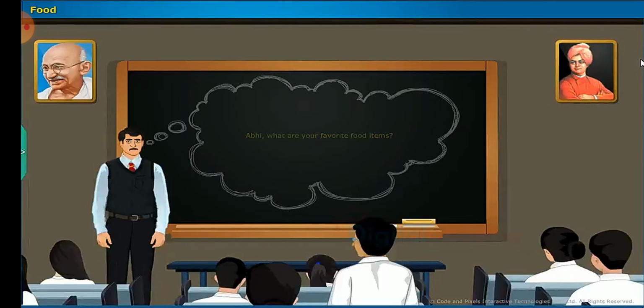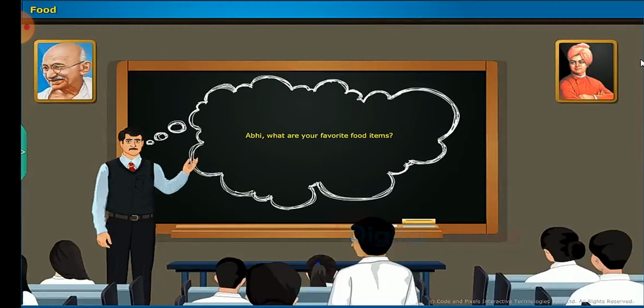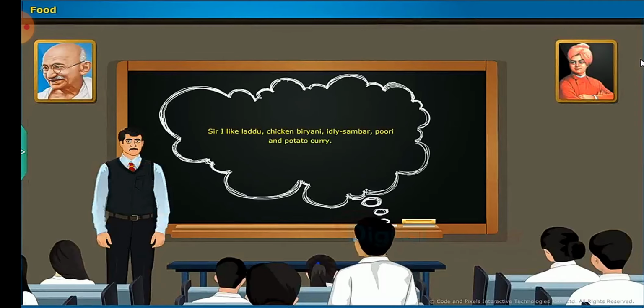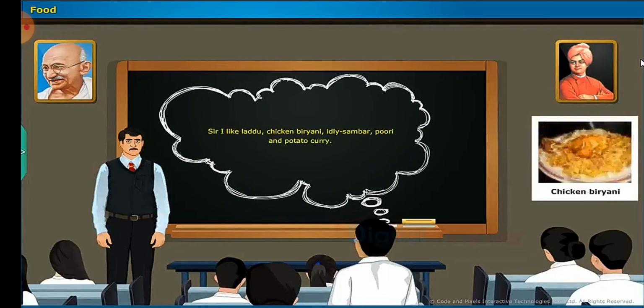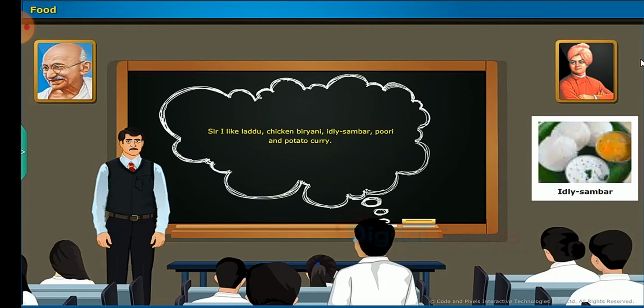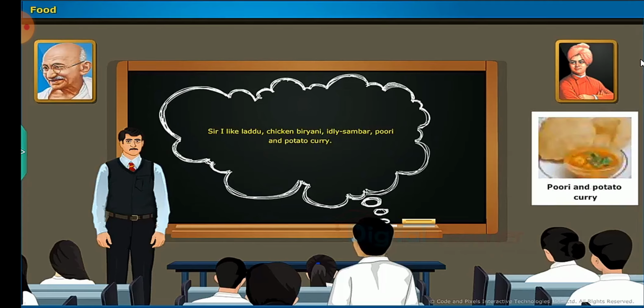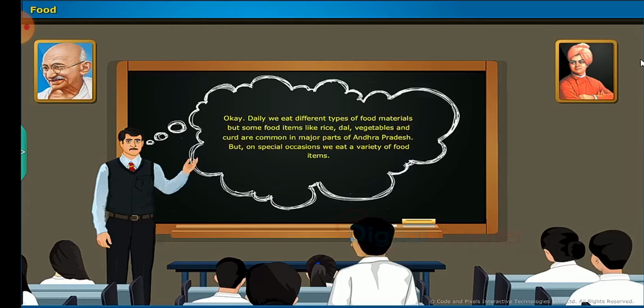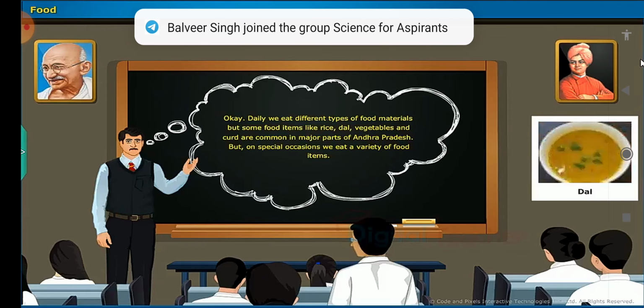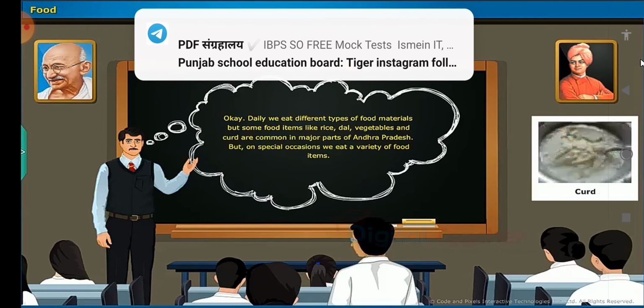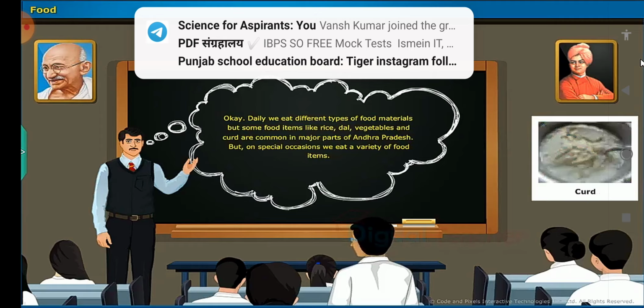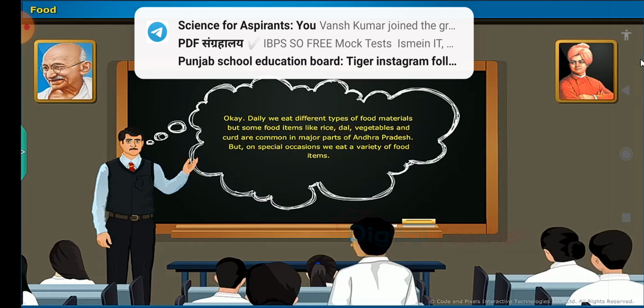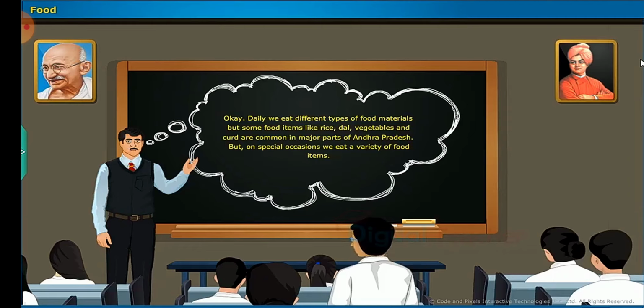Food. Abhi, what are your favorite food items? Sir, I like laddu, chicken biryani, idli sambar, puri and potato curry. Okay, daily we eat different types of food materials, but some food items like rice, dal, vegetables and curd are common in major parts of Andhra Pradesh. But on special occasions, we eat a variety of food items.